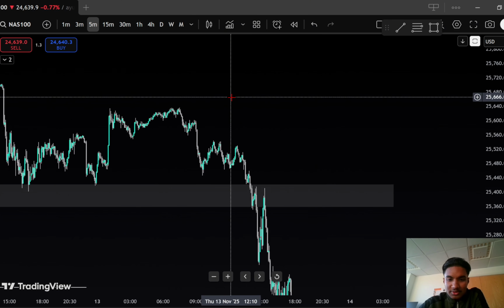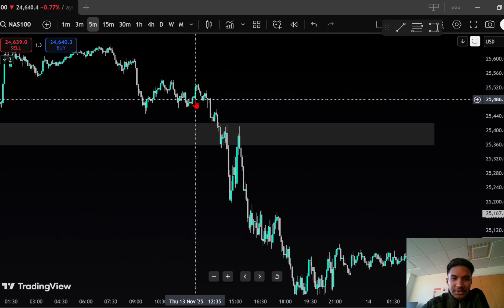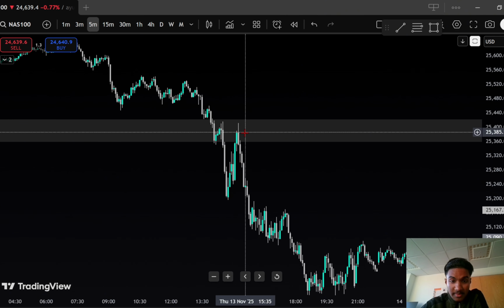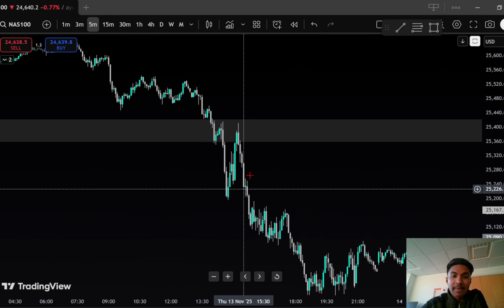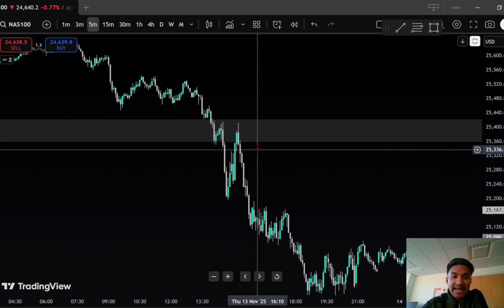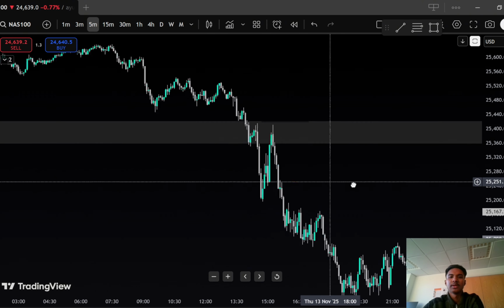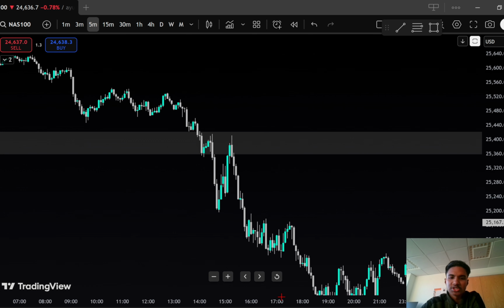Anyways, to the entry model, remember this was on the 15-minute. It tapped back into my resistance, right? So now I'm looking for some sort of confirmation to come down. What I wait for is a church. A church, you can call it what you want, is basically a market shift for you ICT guys.